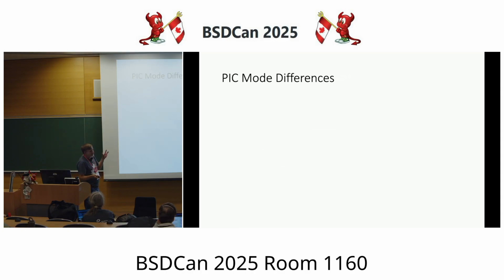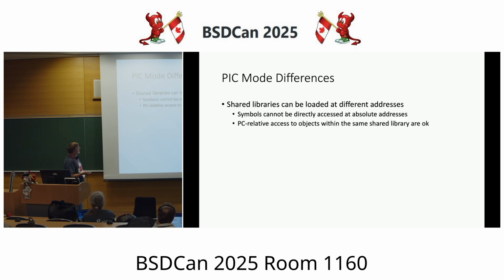So what are the things that we had to change when moving from PDE to PIC? What's different about compiling things in PIC? Well, one thing is that shared libraries can be loaded at arbitrarily different addresses. You don't know at link time what address you're going to be loaded at necessarily. So we can't access symbols directly. We don't know what they are. And we're going to have to fix them up.